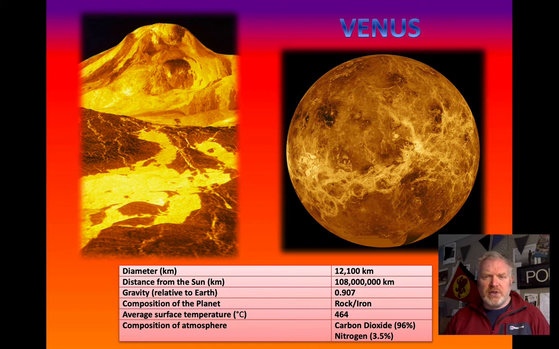Venus, then, often described as an Earth-like planet, mostly because of its size. So its diameter is 12,100 kilometres. We've now moved 108 million kilometres from the Sun. Its gravity is quite similar to Earth's, 0.907 of Earth's, so about 9/10 what you'd experience here on Earth. Composition of the planet is again rock and iron, and its surface temperature is 464 degrees centigrade. So it's hotter on Venus than it is on Mercury, which is much closer to the Sun. The reason for that is its atmosphere. The atmosphere on Venus is virtually all carbon dioxide, with a small amount of nitrogen. So an incredible greenhouse effect.